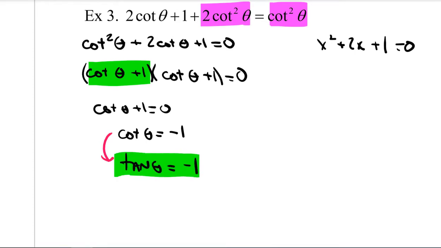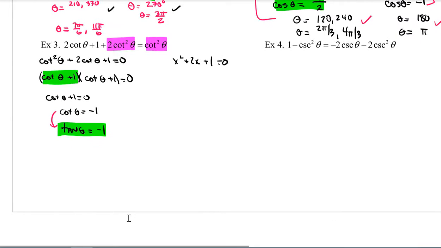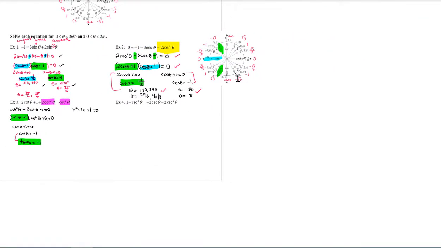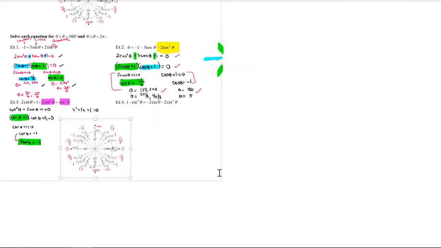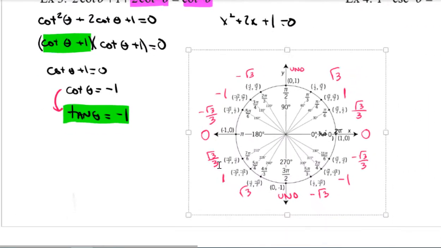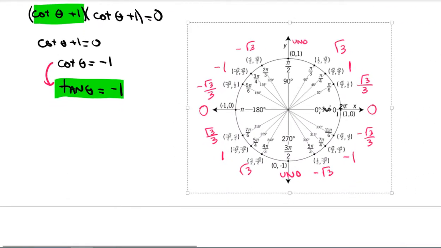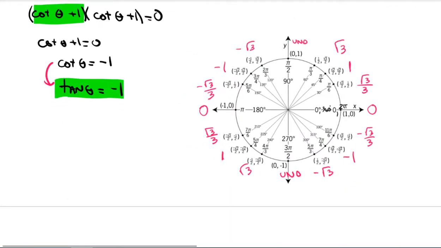So now I can look on the unit circle and say, where is tangent negative 1? Let's bring in the unit circle here for those of us that don't quite have it memorized. When we look at that, remember, tangent is negative 1 where both your x and y coordinates are going to be the same in terms of square root of 2 over 2. Only one of them will be a negative. So the x coordinate or the y coordinate will be negative.